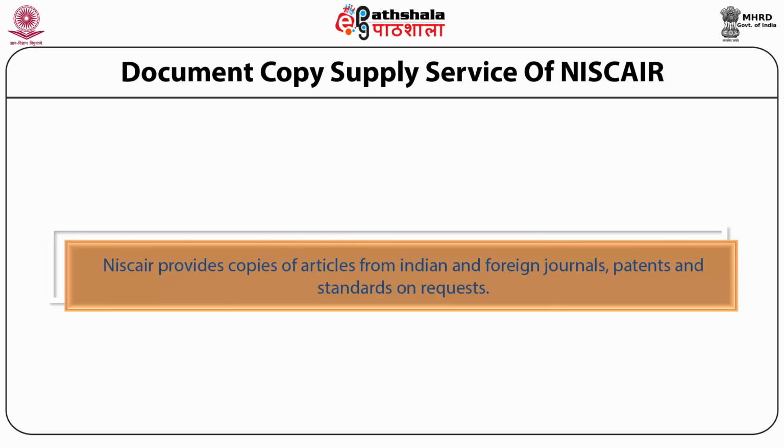The NUCSSI database has information on 45,541 periodical titles held by 464 major libraries in the country. First, the requests are met from NISCAIR's own collection of resources, then from Delhi libraries, and if not available, then from other libraries of India or from foreign countries.